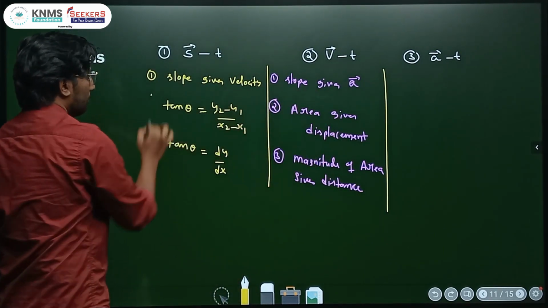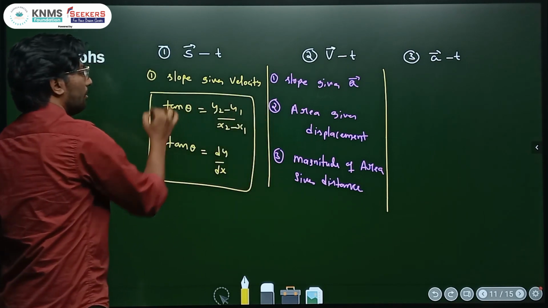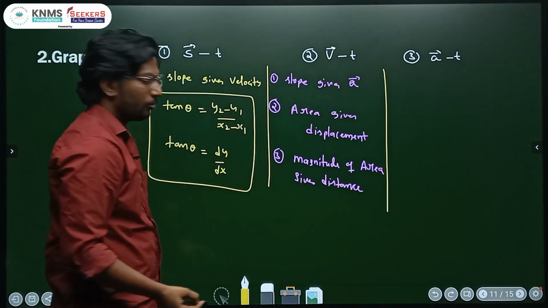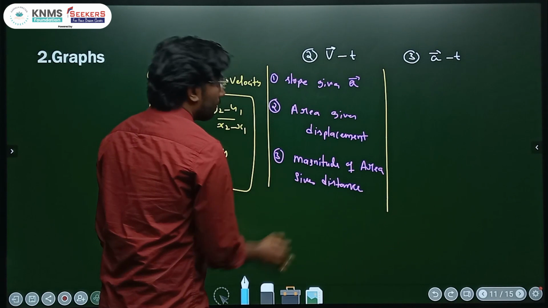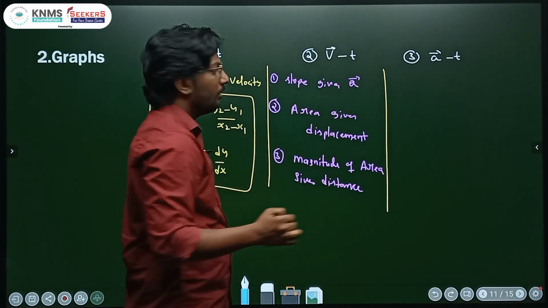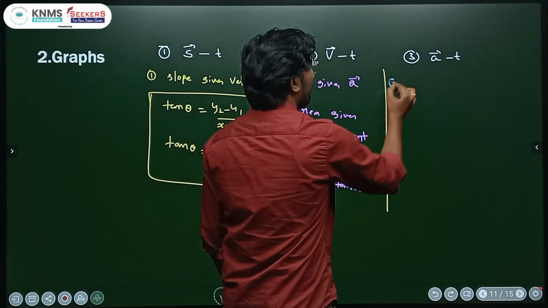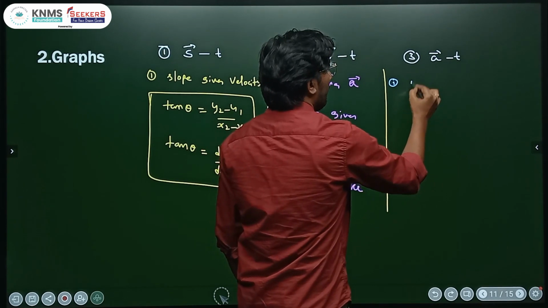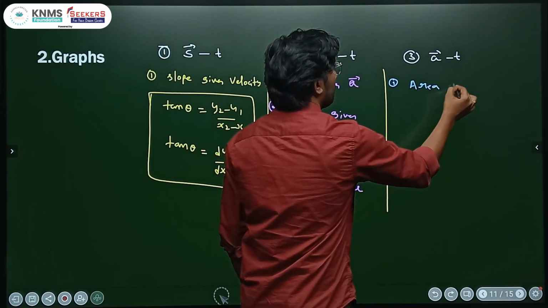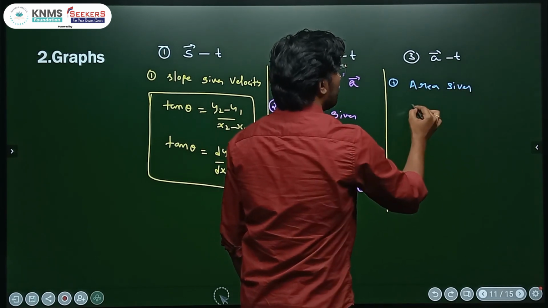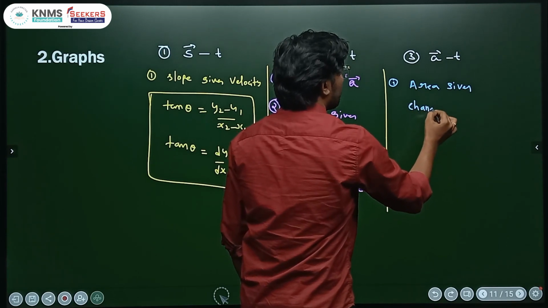So to find slope, the slope equations are these. You can use them wherever you are finding slopes. The last one, the acceleration time graph. In the acceleration time graph, only one value you can get, that is, the area gives change in velocity.